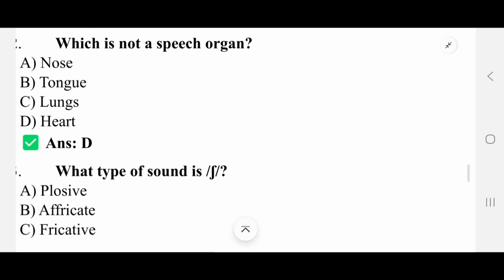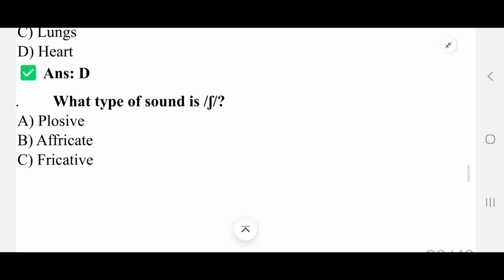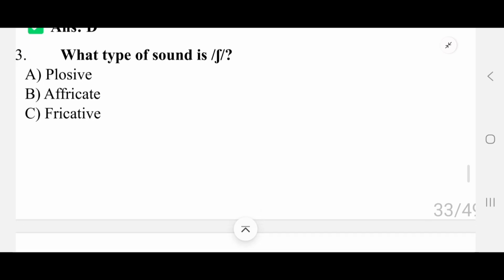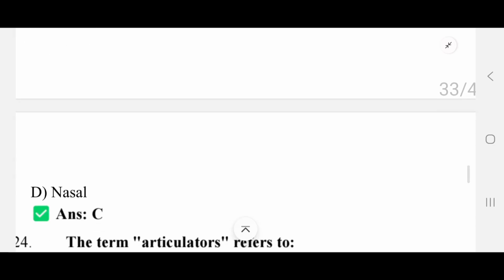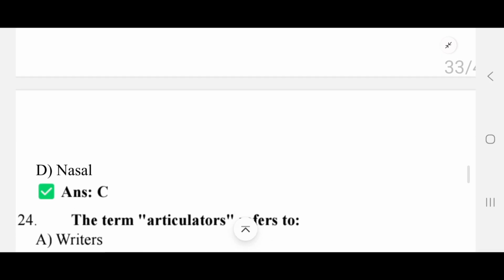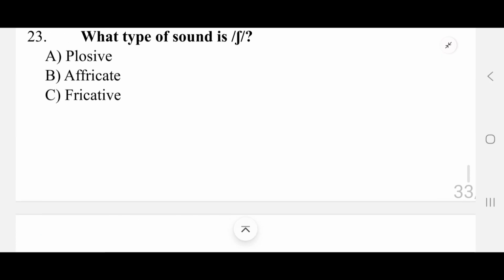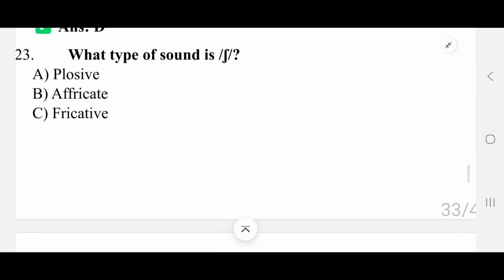Which is not a speech organ? Nose, tongue, lungs, heart. Option D is the right answer. That's so simple. What type of sound is sh? Plosive, affricate, fricative, nasal. Answer C, fricative.